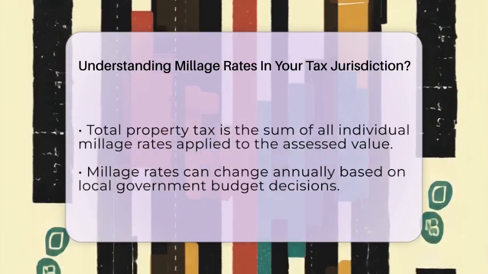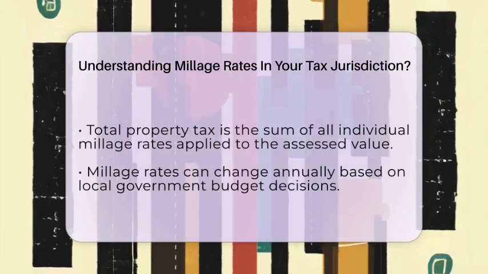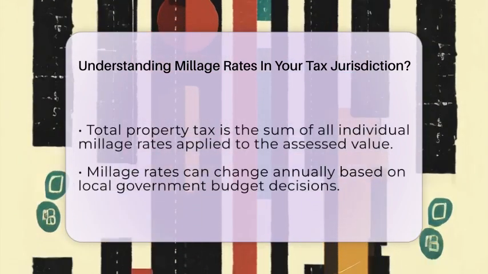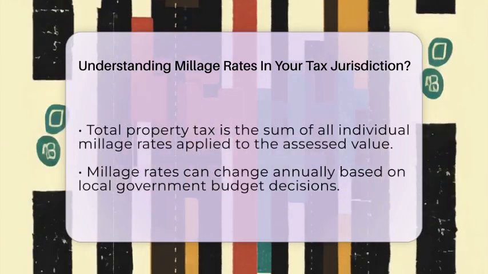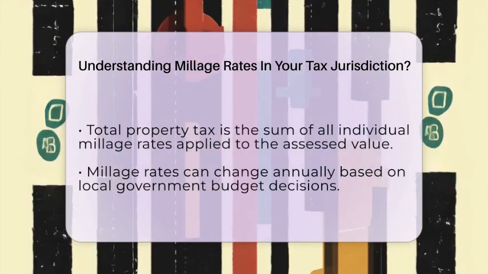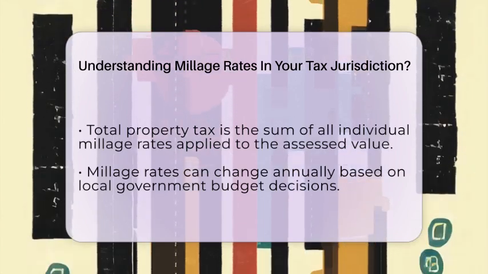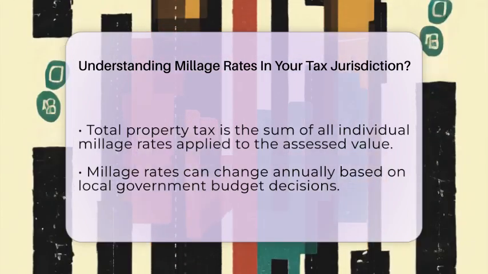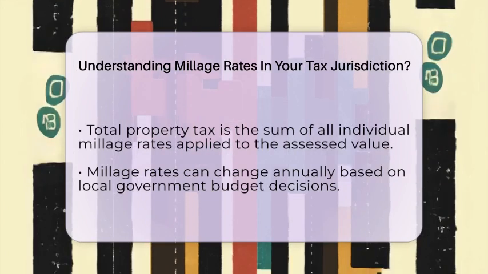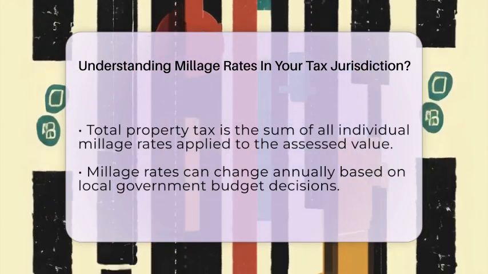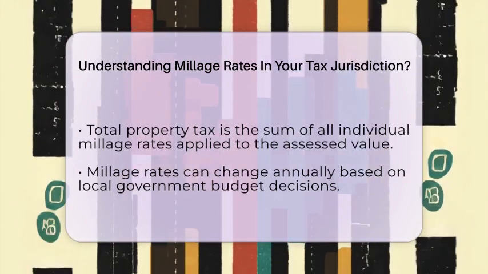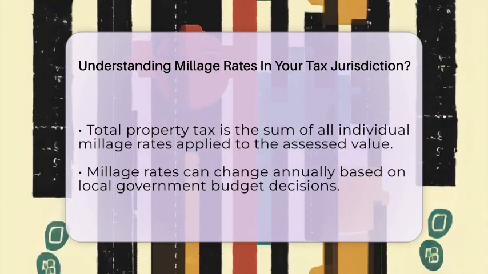In most cases, different government agencies within your area set their own millage rates. These can include the county, city, school district, and special districts like fire or water districts. Each of these authorities sets its own rate based on their funding needs. The total property tax you pay is the sum of all these individual rates applied to your assessed value.